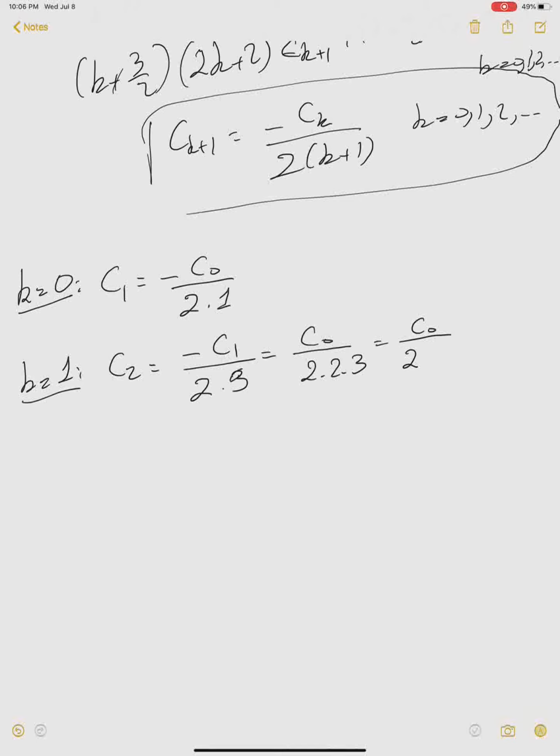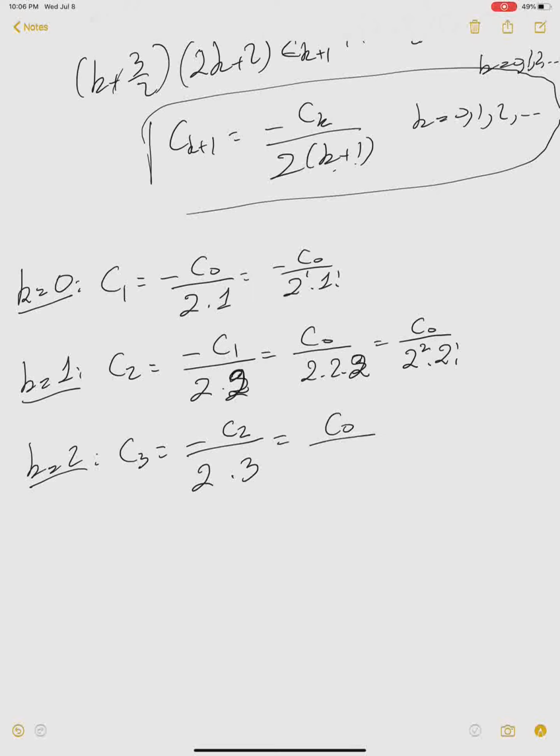So for k equal 1, this is 2 times 2 here. So this is 2 times 2 times 2. So this will be 2 squared times 2 factorial. And this, I can notice that this is minus c0 over 2 power 1 times 1 factorial. What is k equal to 2? This is c3 equal to minus c sub 2 over 2 times k plus 1, times 3, which is c0 over 2 cube times 2 factorial times 3, which is minus c0 over 2 cube times 3 factorial.